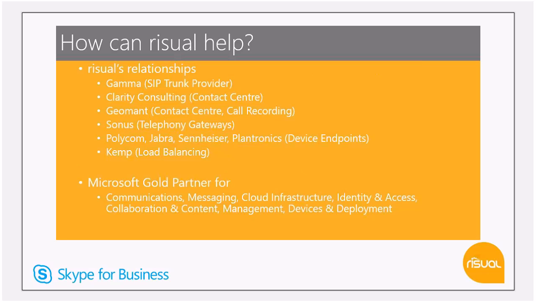But in terms of how Risual can help you, you can see some of the relationships that we've got up on the board there. So from Gamma to Clarity Consulting for contact centers, Sonus telephony gateways. We've got a wide range of the ecosystem devices, so Polycom, Jabra, Sennheiser, Plantronics, and then from a load balancing perspective, we've got the KEMP appliances as well. So that pretty much brings us to the end of our in-place upgrade.